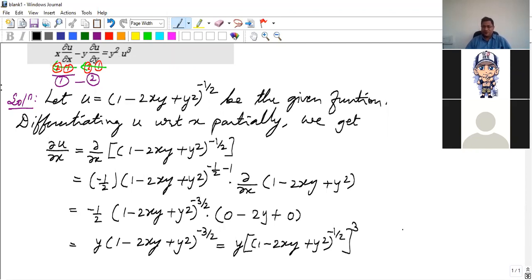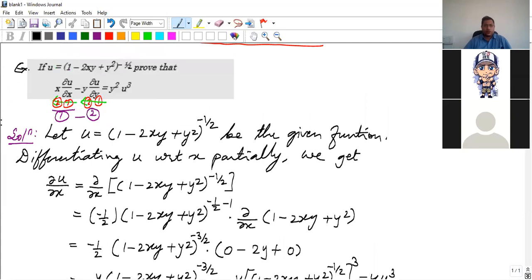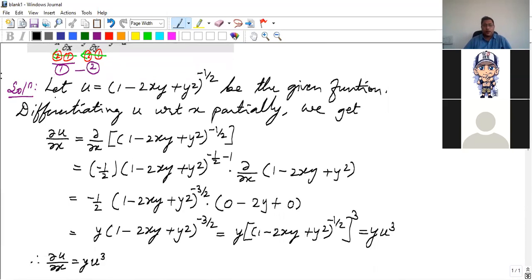Yes, sir. Okay, but you can see this term is exactly u. So this becomes y into u cube. Hence, since we are finding the derivative of u with respect to x, we can write ∂u/∂x is equal to y into u cube. Now what we see here, the first step is completed. We have got the derivative of u with respect to x. Now we have to multiply it by x.